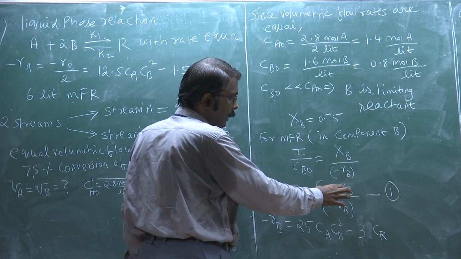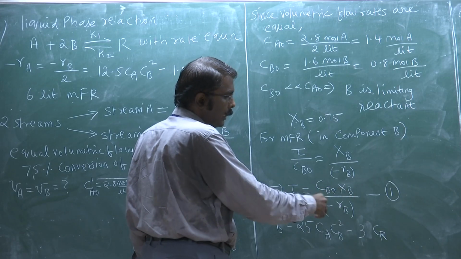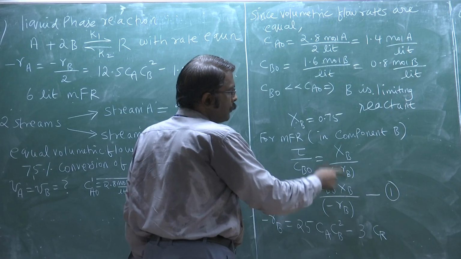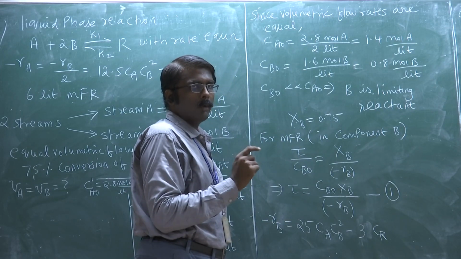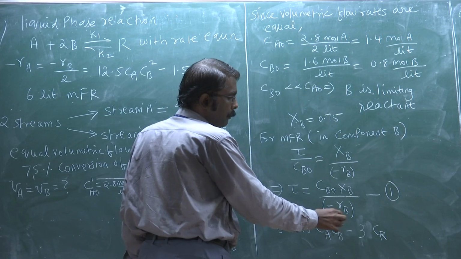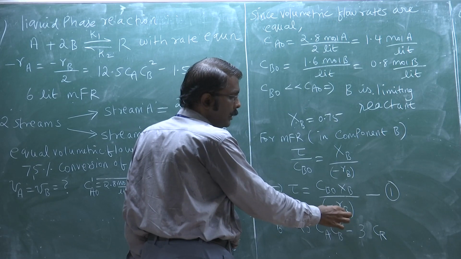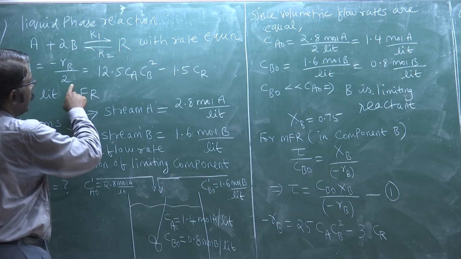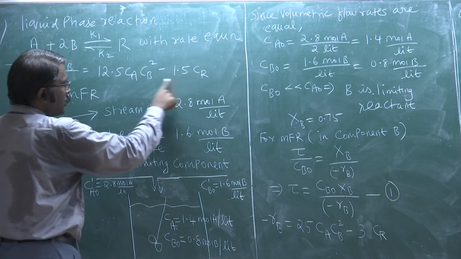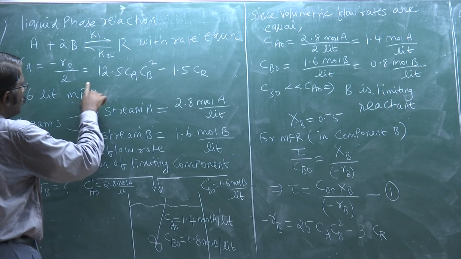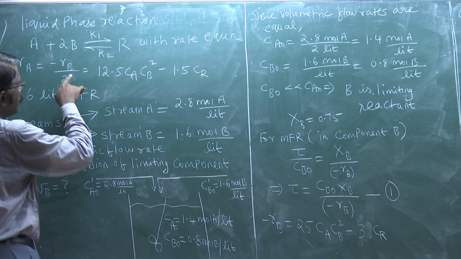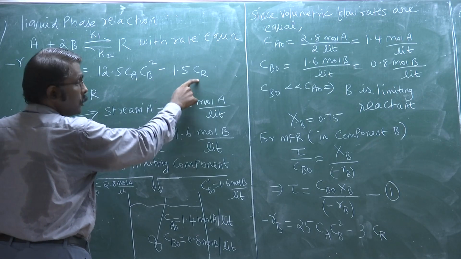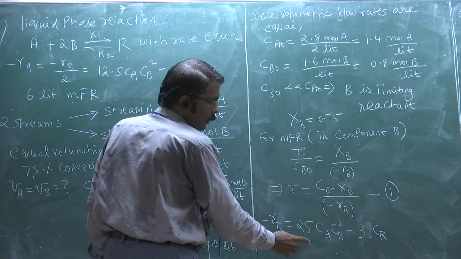Now these quantities we have to get separately. For example, CB0 value is known, 0.8 moles of B per liter, and XB value is 0.75. So the only unknown is minus RB. But the rate equation based on component B is given. Here it is given as minus RB by 2 is equal to 12.5. Take this 2 to the right hand side. That means you get minus RB is equal to 25 CA CB square minus 3 CR.